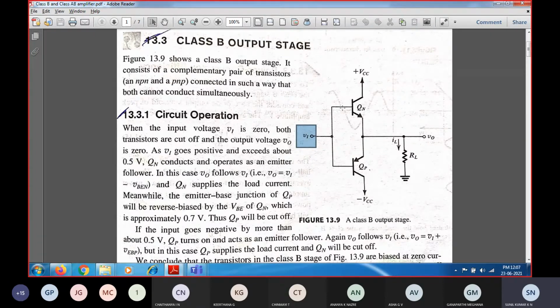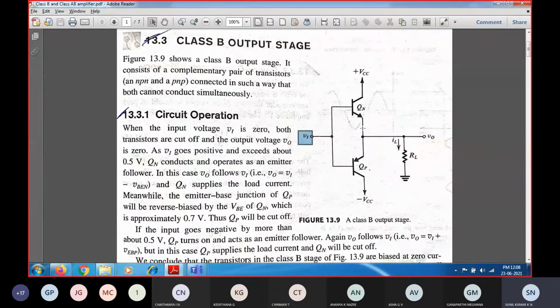So whenever the input voltage is greater than VBE, that is the base to emitter voltage drop, only then will your output follow the input. If you consider the Q1 transistor and the load resistance, you can see this is the bottom emitter follower stage, and hence the output is going to follow the input. For that to happen, the input voltage must be greater than VBEN.